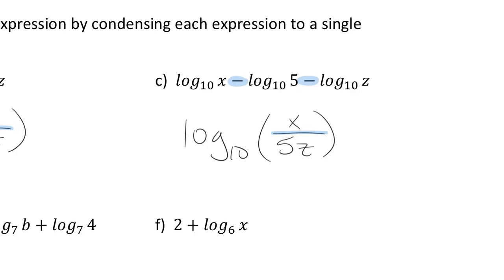Yes, ma'am? How do you know that the 5 and the z are negative? Does the subtraction sign make them negative? Correct. So subtraction is a negative property of that logarithm. I could say plus negative, but we just use one. So we just use minus. Whatever logarithm is subtracted or is negative goes into the bottom. Good question.